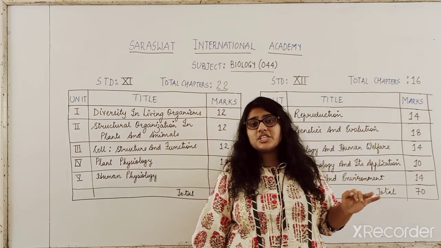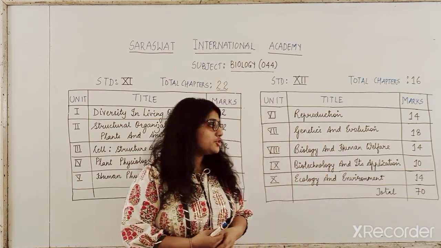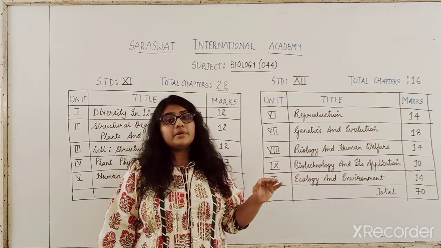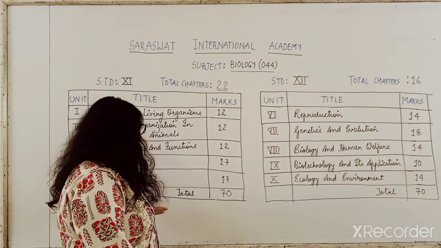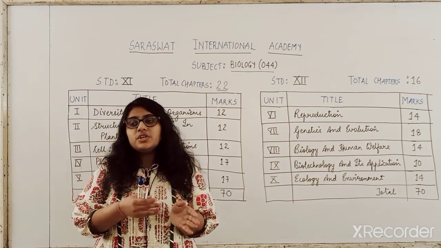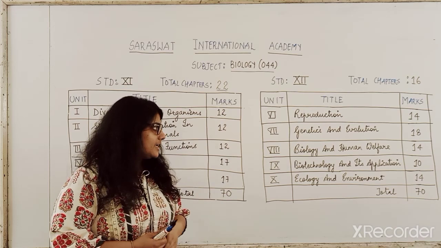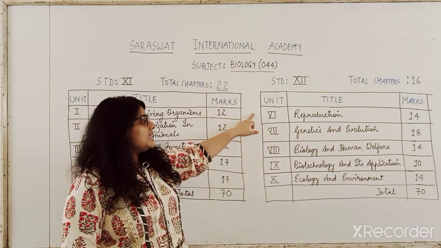And these 16 chapters are divided into how many units? They are divided into 5 units. The unit numbers will be continued. That is, the first 5 units are in 11th standard, and units number 6 to 10 are included in 12th standard.